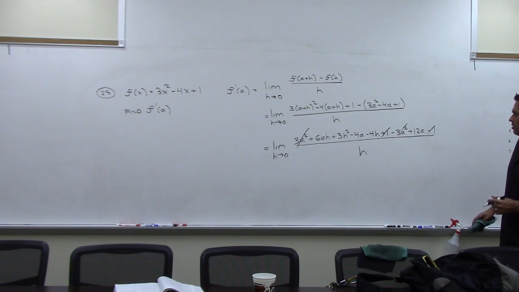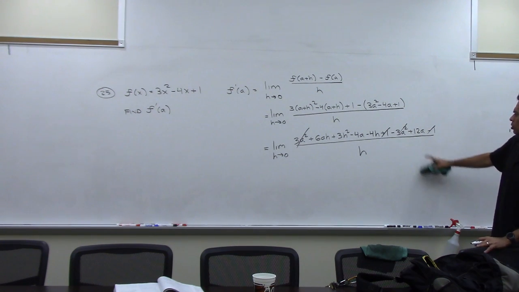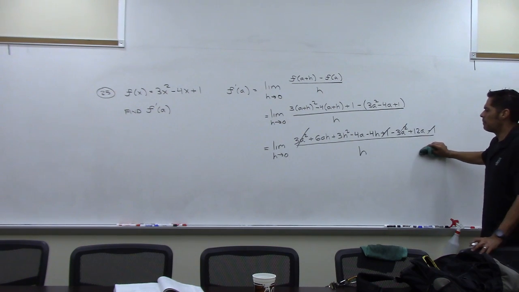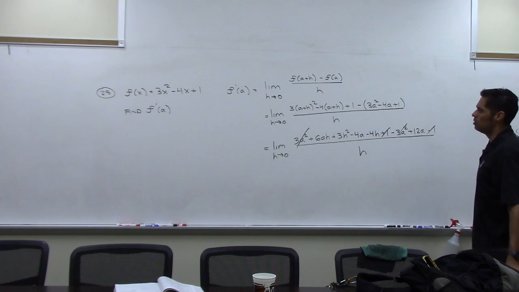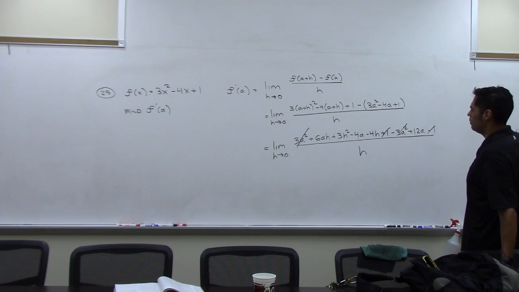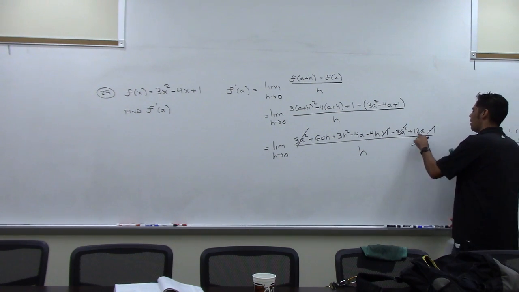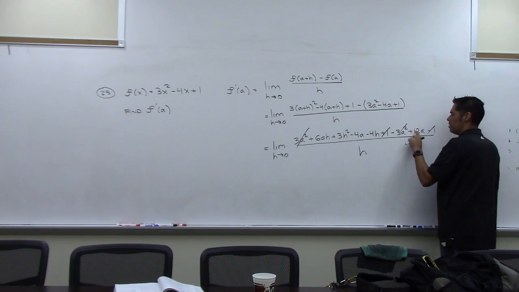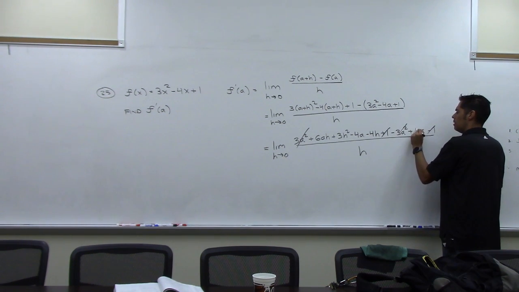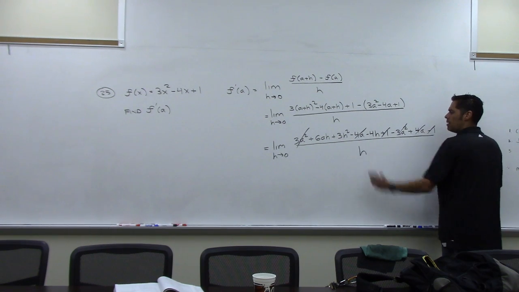Everything that's left has an h. Oh wait, 12a. Hold on a second. Missed something up here. Plus 1, 3a. I'm missing something obvious here. Oh, right here. Sorry, when I did this 12, I saw the 3 and brought it over. It was -1, so that's just plus 4a. Okay, that's good. These go away.